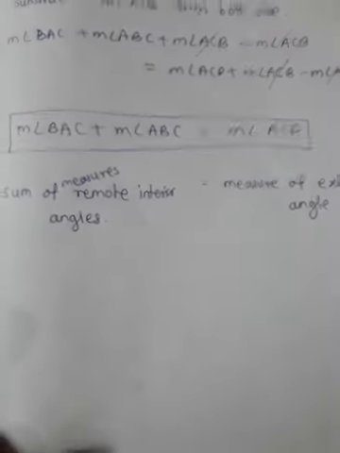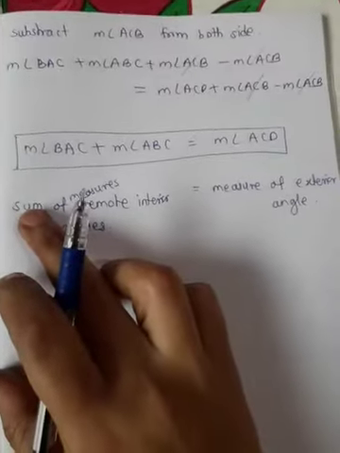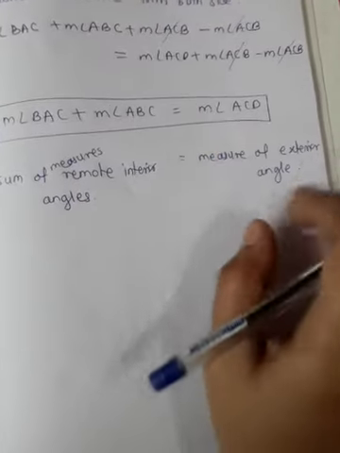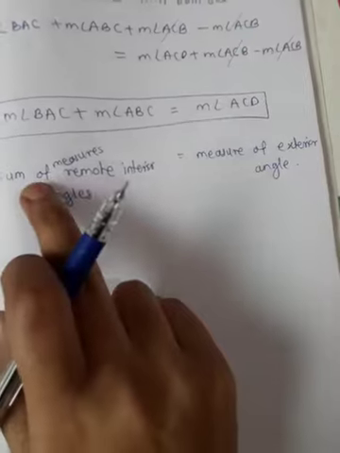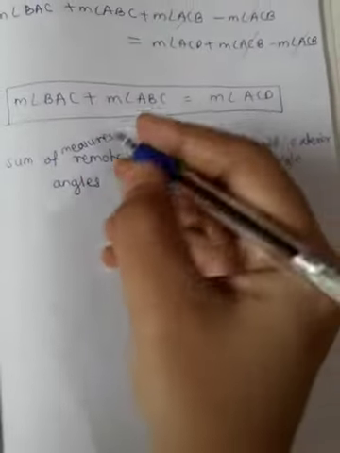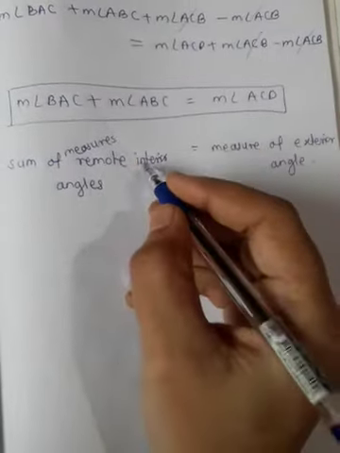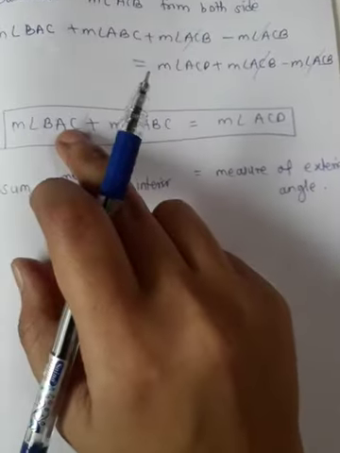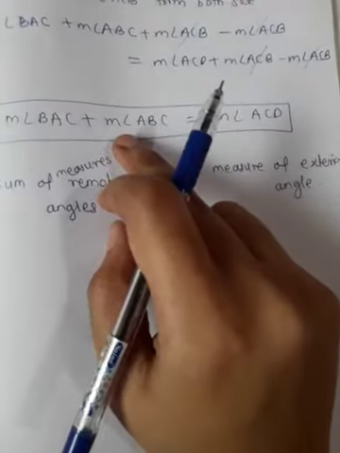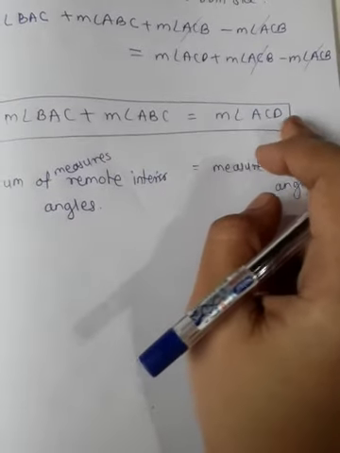Okay, so see here we got the result that the measure of an exterior angle of a triangle is equal to the sum of the measures of its remote interior angles. So here we have measure of angle BAC plus measure of angle ABC is equal to measure of angle ACD.